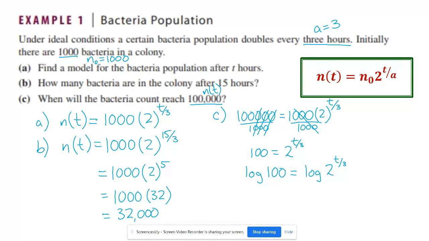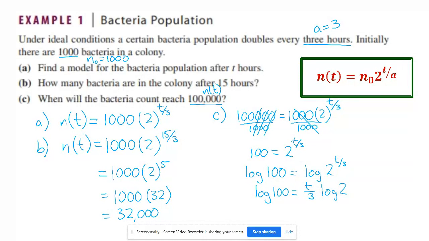It's the same principle. But the reason we did log of both sides is because we learned a rule with logarithms that if you have an exponent inside of a logarithm, you can pull it out front. So what we're going to do here is we got log 100 equals, we're going to pull that t over 3 out front. So it's t over 3 times log of 2. Now, our variable is no longer stuck. It's out. It's not in an exponent. We can work with it. We can solve for it. And now that's exactly what we're going to do.